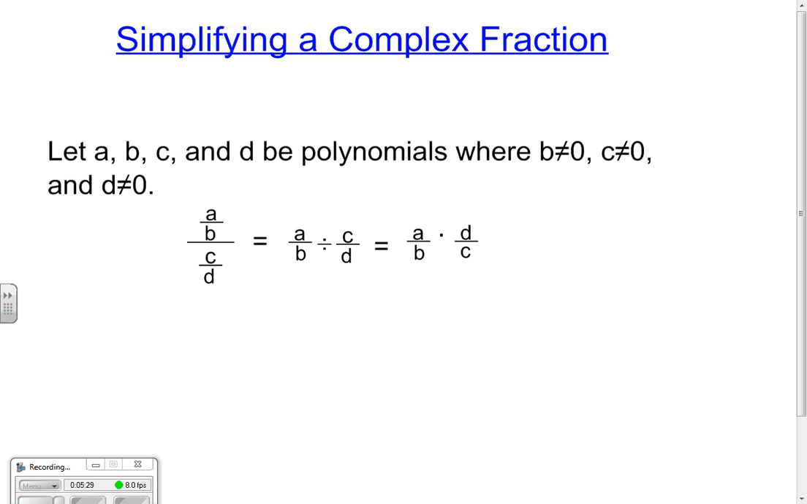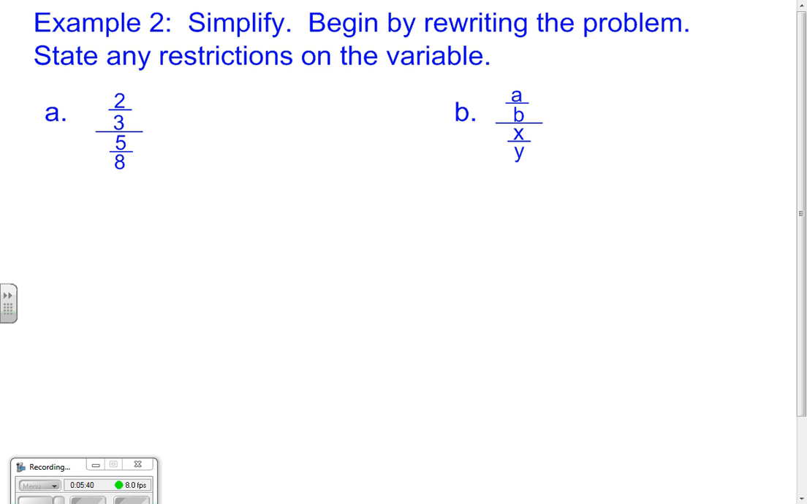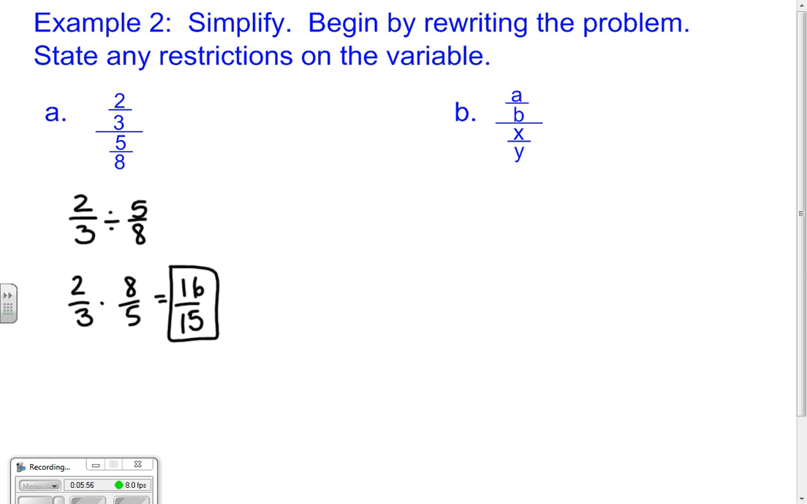So the last part of this is the complex fractions. Complex fractions are fractions within fractions. It's just easier to write them as a division in one line and then change it to a multiplication. So if you take a look at letter A, 2/3 over 5/8 is the same as 2/3 divided by 5/8. So we make that a multiplication and flip the second fraction. You would end up with 16 over 15 because 2 times 8 is 16, 3 times 5 is 15. It would be 16 over 15.